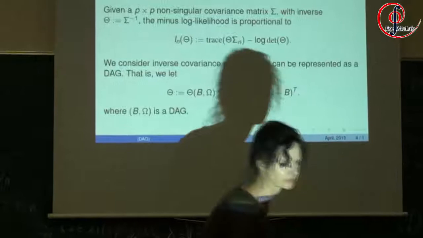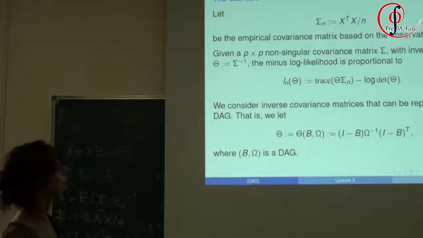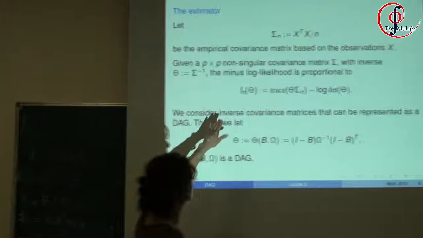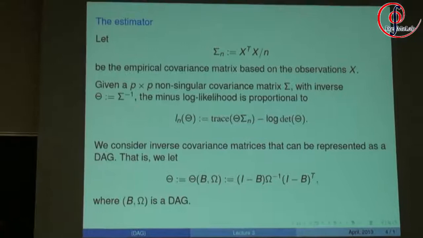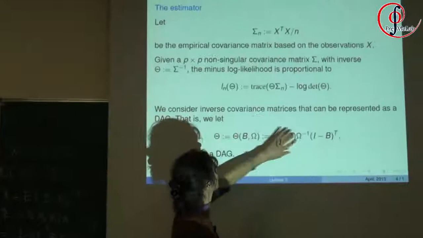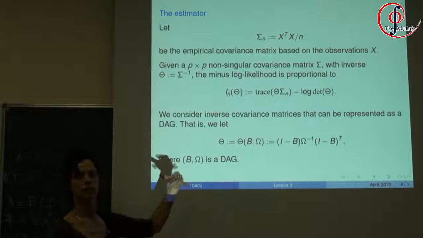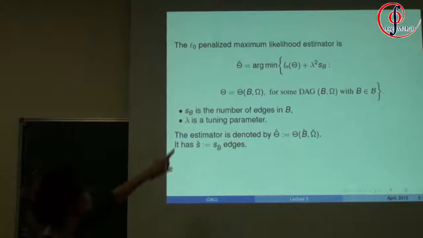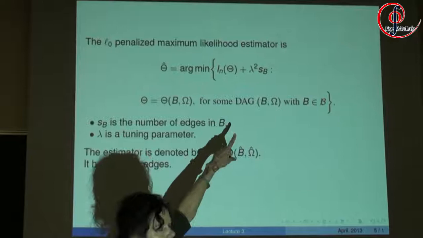Then we have our empirical covariance matrix. That's all we have. We can write down the likelihood. So assume everything is centered, so you don't have to calculate the mean first, just subtract the mean, and then you only have these covariances, and you write down the likelihood. That's this likelihood for Gaussian matrices. And then we maximize the likelihood, or rather we minimize minus the likelihood, subject to the solution having to be a DAG, and such that the number of edges is small, so we penalize the number of edges. So minimize minus the log likelihood plus lambda squared times the number of edges of that solution.